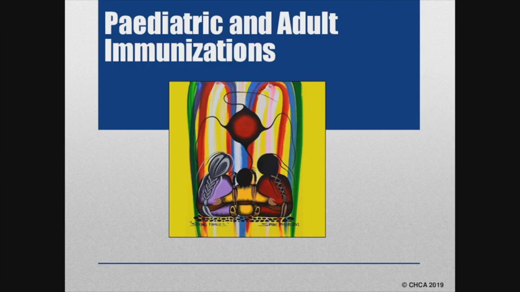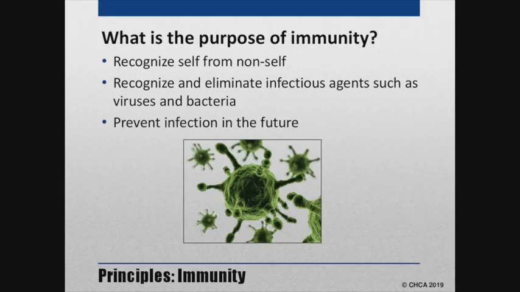Okay, everyone, we're going to talk about pediatric and adult immunizations. So what's the purpose of immunity? The purpose of immunity is to recognize self from non-self, to recognize and eliminate infectious agents such as viruses and bacteria, and also to prevent infection in the future.